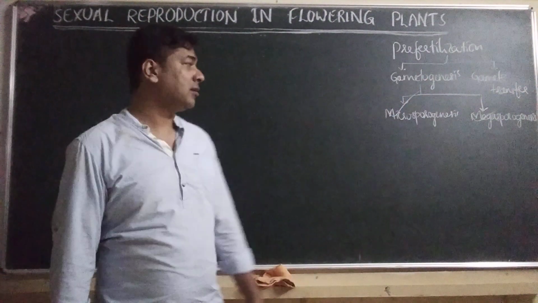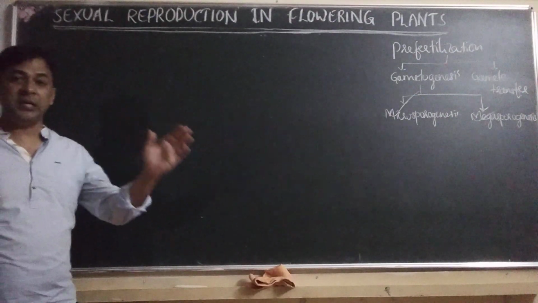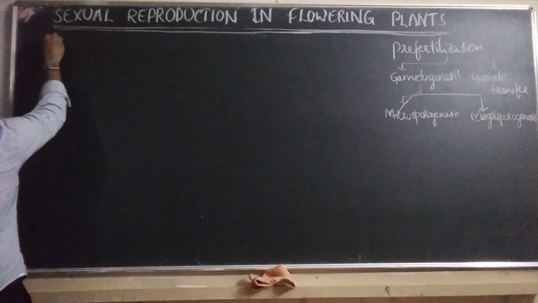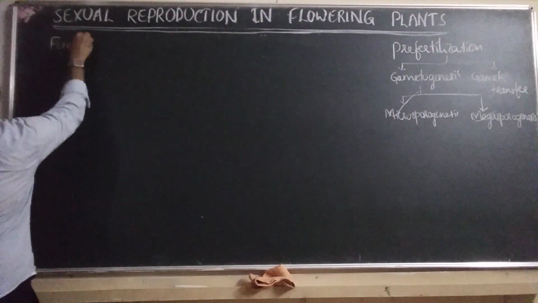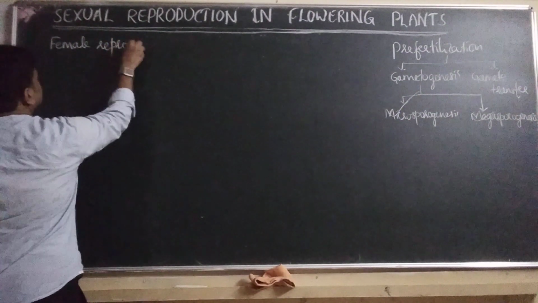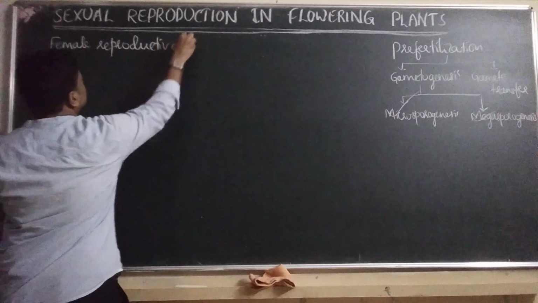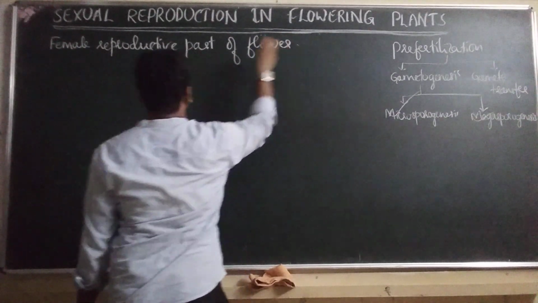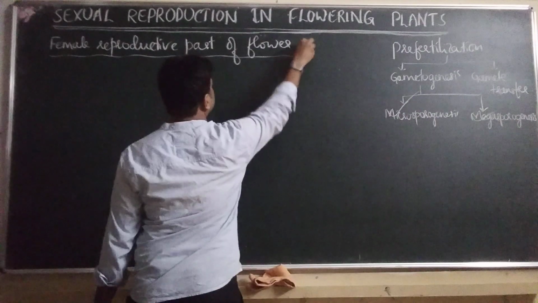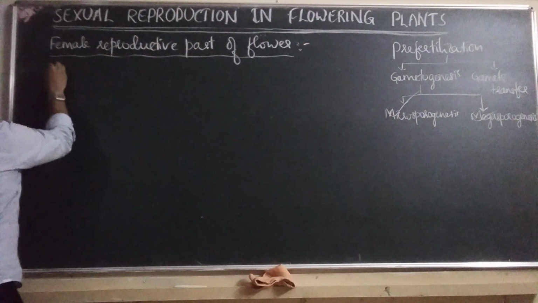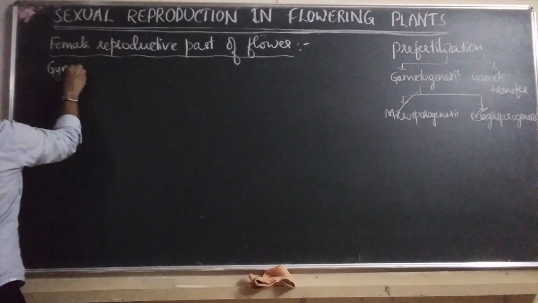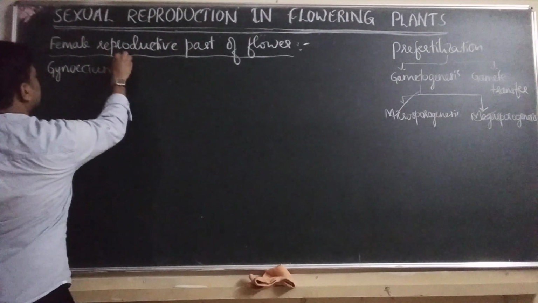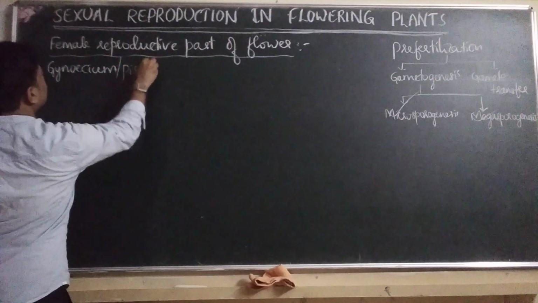But before we learn how the egg is produced in the female reproductive part of the flower, first we should know the female reproductive part of the flower. You know that the male reproductive part is androecium, and the female reproductive part is gynaecium. Gynaecium is also called pistil.